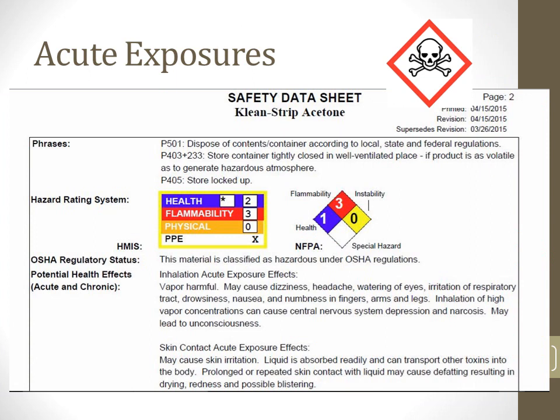Here's an example of the skull and crossbones symbol or pictogram. It's an acute exposure. What's that? An acute exposure is when bad things happen very quickly. So this is a product you might use at Alpine Lumber. Acetone is an organic solvent. Most organic solvents are central nervous system depressants. It acts like a general anesthetic, inhibiting brain activity.